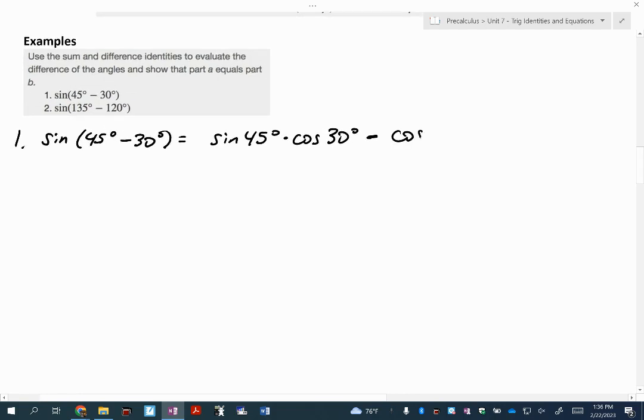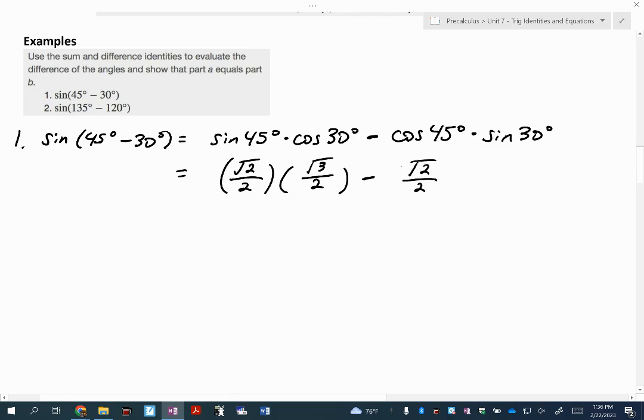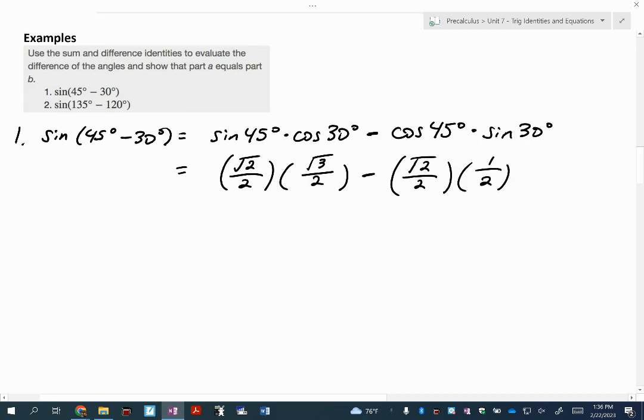Then we're going to switch the trig identities, not the angles. So the cosine of 45 degrees times the sine of 30 degrees. So that's how we do it for sine. Sine of 45 degrees is the square root of 2 over 2. Cosine of 30 degrees is the square root of 3 over 2, minus the cosine of 45 degrees, which is the square root of 2 over 2, times the sine of 30 degrees, which is 1/2.